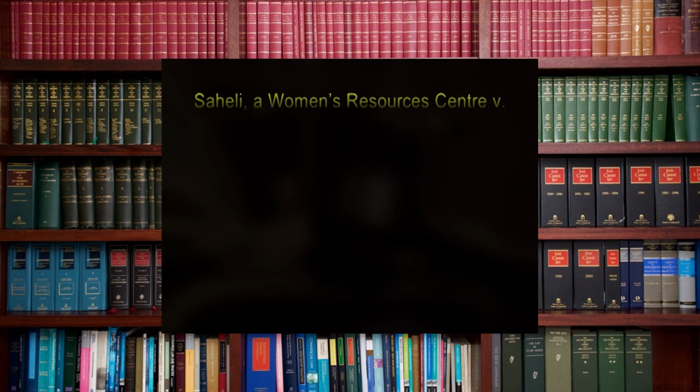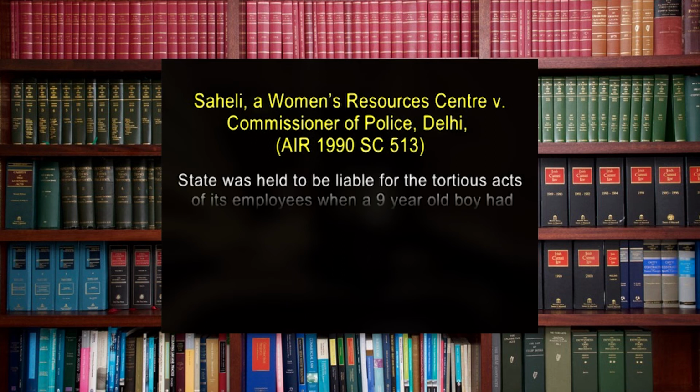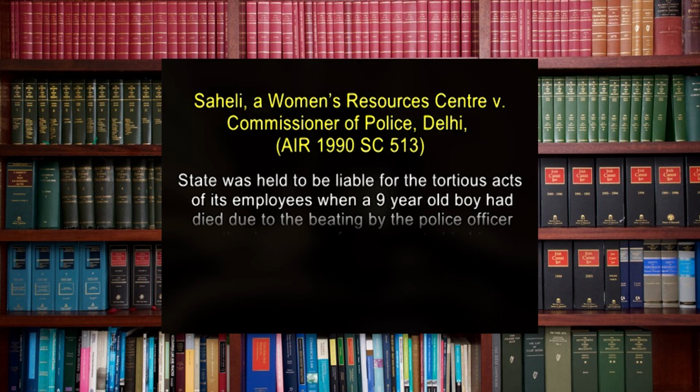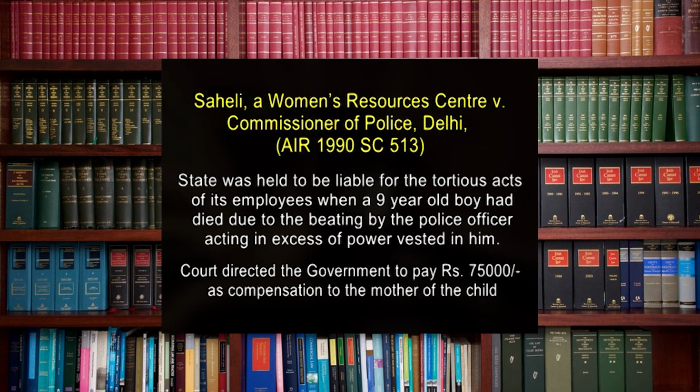The various cases are, for example, Saheli, a Women's Resource Center versus Commissioner of Police, Delhi. This was decided by the Supreme Court in 1990. The state was held to be liable for the tortious acts of its employees when a 9-year-old boy had died due to the beating by the police officer acting in excess of power vested in him. The court directed the government to pay rupees 75,000 as compensation to the mother of the child.